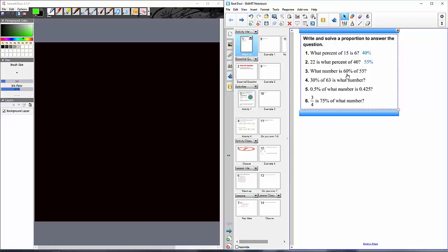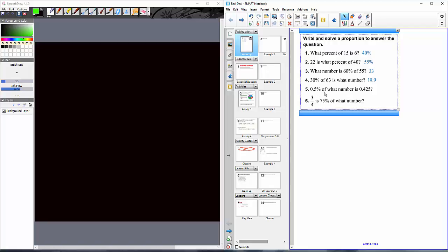What number is 60% of 55? You can do this a couple of ways, but you can put down 60 over 100, and then x over 55, and you'll get 33. 30% of 63 is what number? So 30 over 100 equals x over 63, and that would be 18.9.